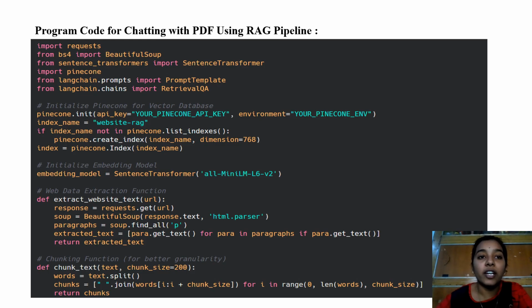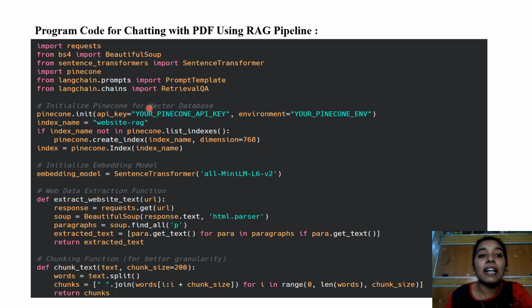Now, the program code for chatting with the website using the RAG pipeline. Import libraries. Requests is used to make HTTP requests to fetch website content. Beautiful Soup, a Python library used for parsing HTML and extracting data from websites. Sentence Transformers used for converting text into vector embeddings. Pinecone, the library to interact with the Pinecone vector database where text embeddings are stored and retrieved.